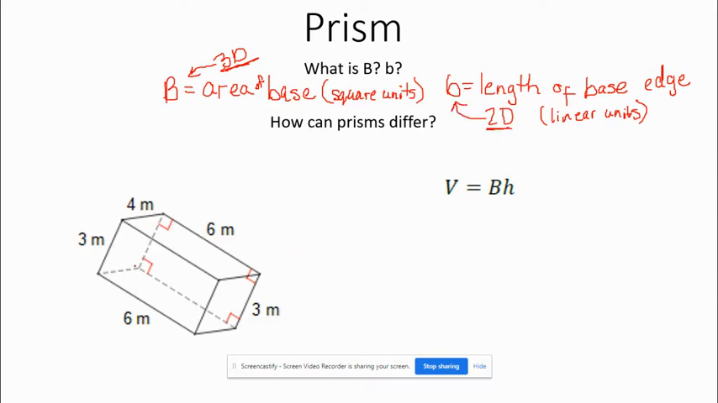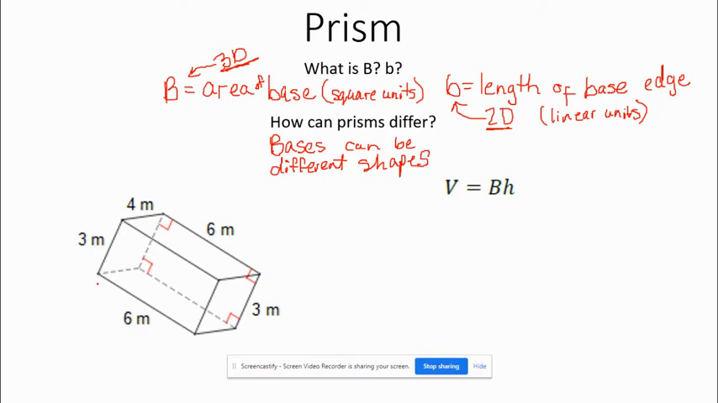All right, so when we look at this, and this is going to be important as to why we have one formula for general prisms, the prisms can differ because their bases can be different shapes.